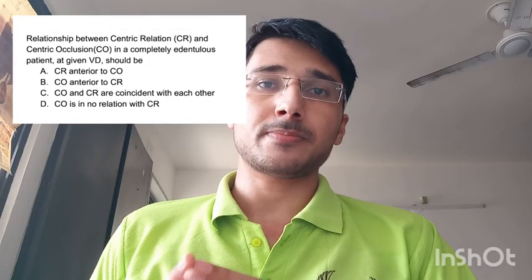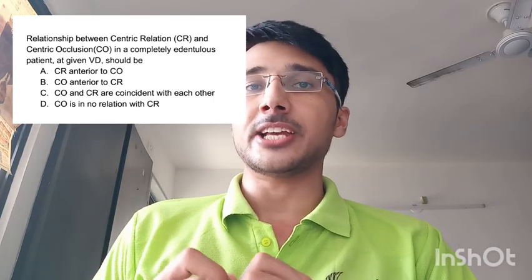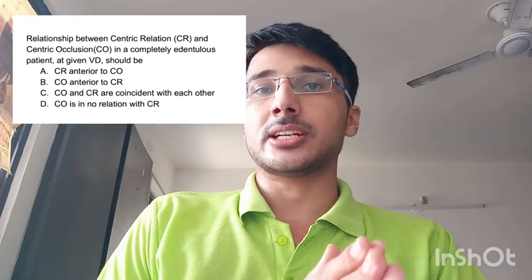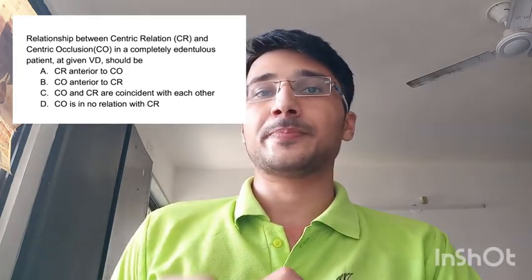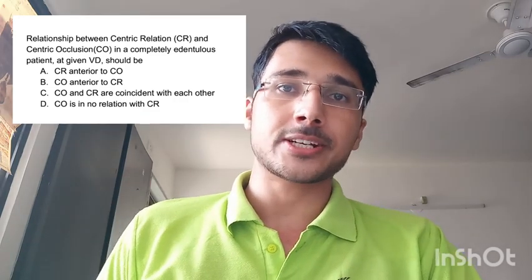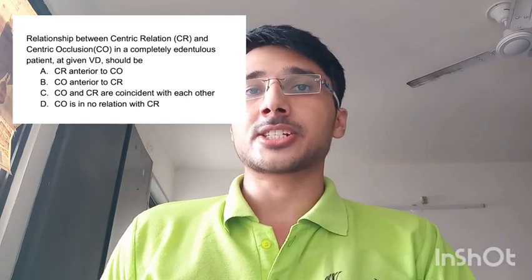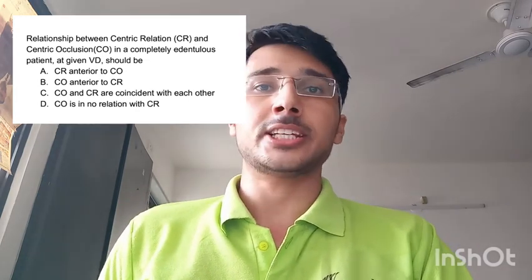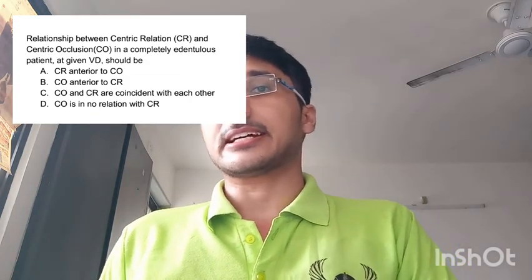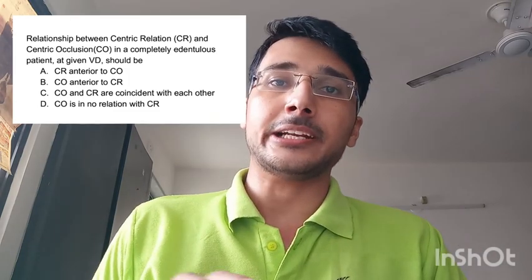The relationship between centric occlusion and centric relation in a completely edentulous patient should be: A. Centric relation is anterior to centric occlusion. B. Centric occlusion should be anterior to centric relation. Option C. Centric occlusion and centric relation should be coincident with each other. And option D. Centric occlusion and centric relation are not related with each other. They are completely different things.